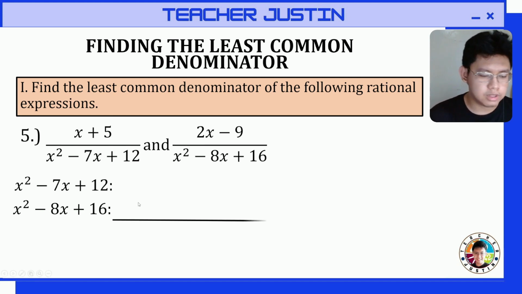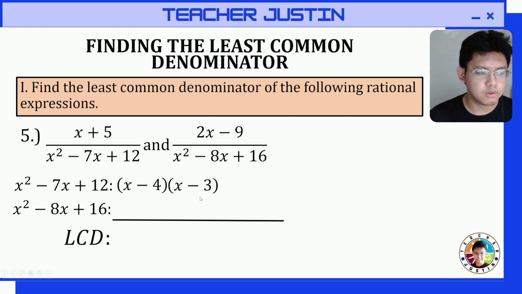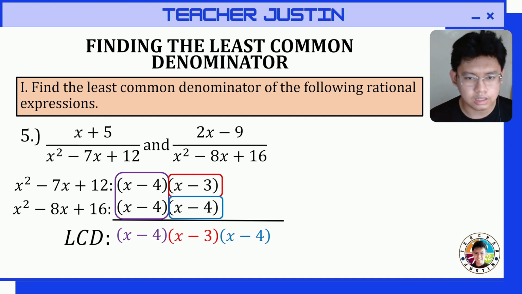Let's get the least common denominator by factoring our denominators. So, yung factors ni x squared minus 7x plus 12 will be x minus 4 and x minus 3. Tapos, si x squared minus 8x plus 16 naman, ang factors niya will be x minus 4 and x minus 4. So, now let's get their common factor. Yung common factor natin is x minus 4. Our other factors, sulat din natin, x minus 3 and x minus 4.